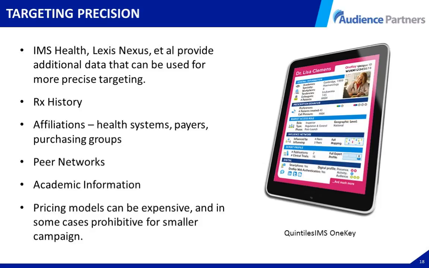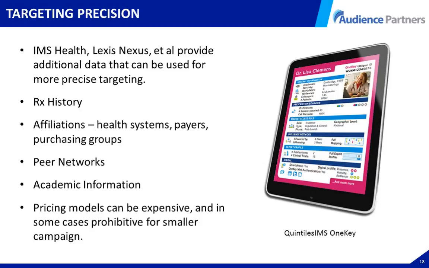This commonly includes things like prescription data, affiliations with health systems and payers and purchasing groups, peer networks, academic information, et cetera. What you see on the right is an IMS product called OneKey, which includes many of those things. The issue with these is the pricing models can be expensive.